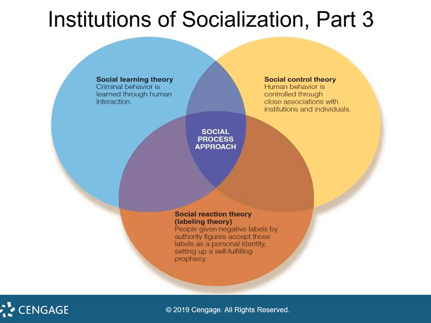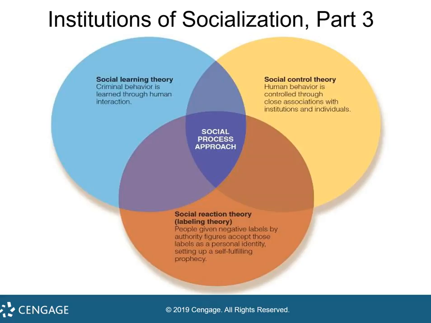So when you look at these three theories, and again, we're going to start to jump into them now, you can see how they all fit within the social process approach. On page 218 in your textbook, you can see the same diagram that you're looking at, and it gives you a definition. Social learning theory: criminal behavior is learned through human interaction. On the right at the top, social control theory: human behavior is controlled through close associations with people and places or institutions.